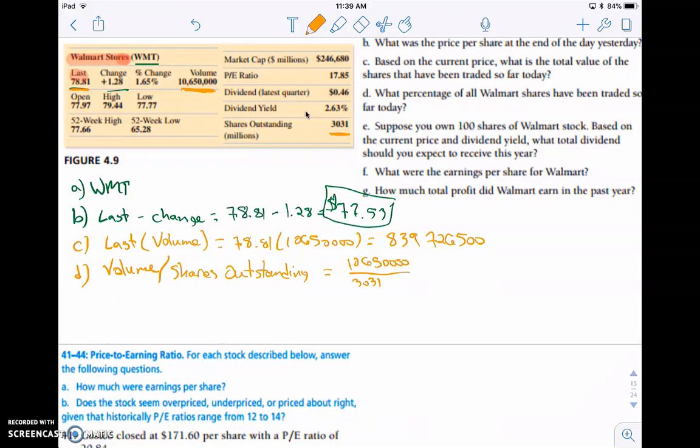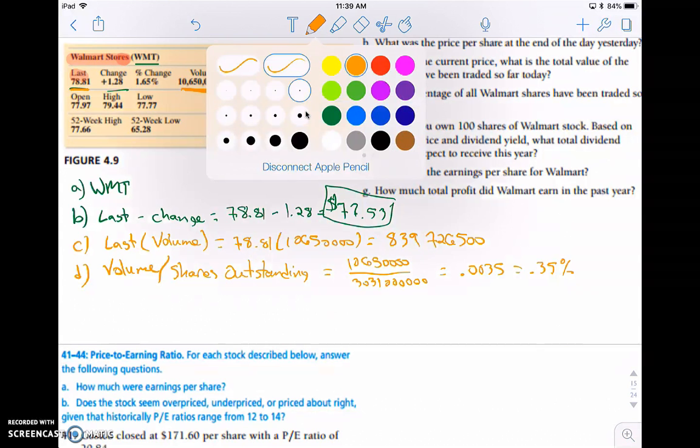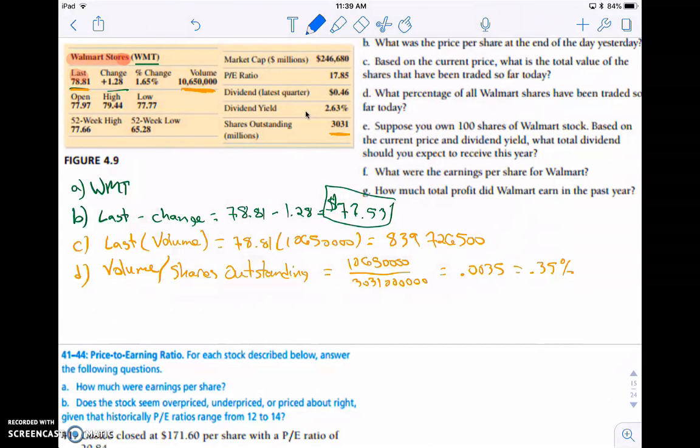So you have 3,031, and then million is times 10 to the 6. So you're going to add 6 zeros on the end of that. And when I do that out, I get 0.0035, which is 0.35% of the stocks have been traded on whatever given day we're looking at here.